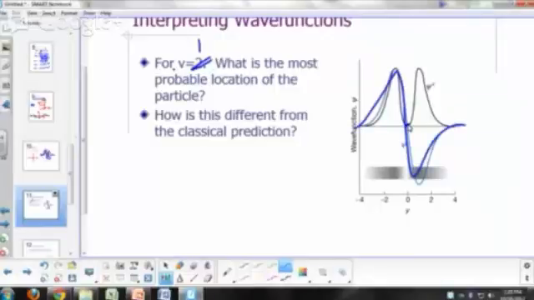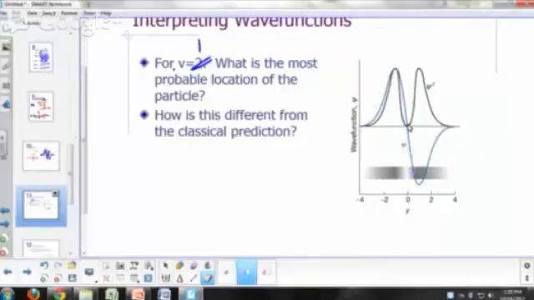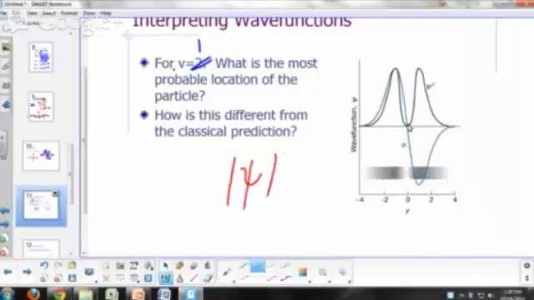What's the most probable location of the particle? How do we interpret psi? The square of psi is a probability density. So if you plot psi squared, if you square this psi, this is the square of psi, right? What's the most probable location of the particle? Right around here and over here.